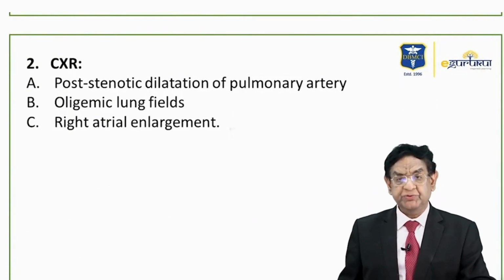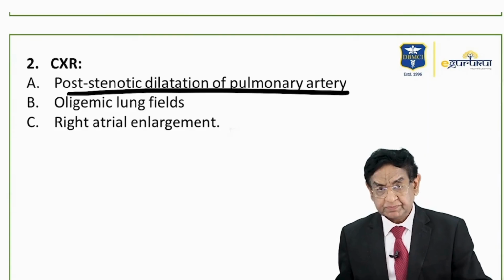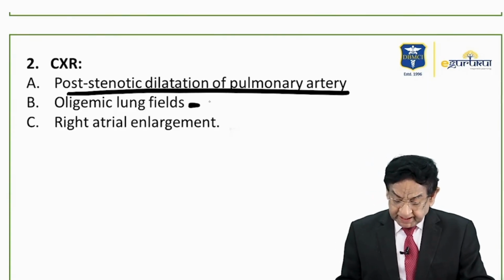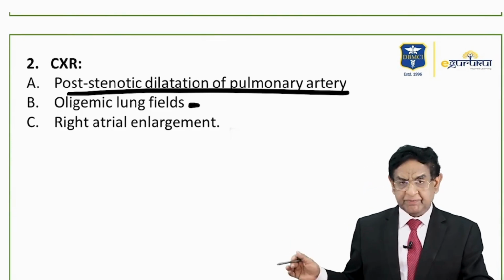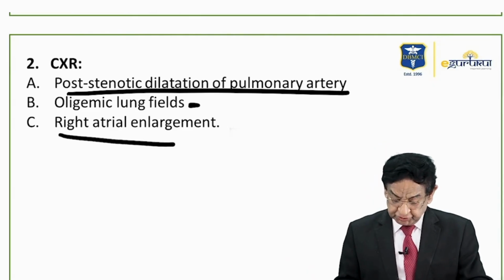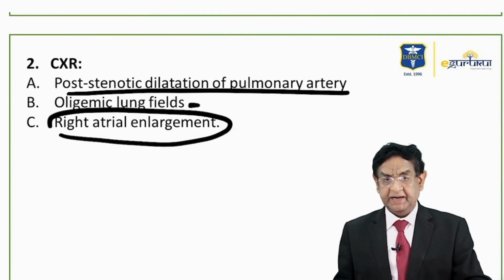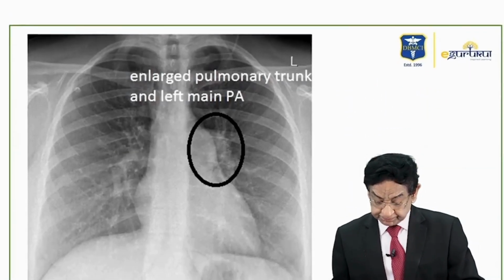Chest X-ray, you get post-stenotic dilatation of the pulmonary artery. Oligemic lung field. Do I need to explain to you? No way. I told you, less amount of blood will be going to the lungs because of stenosis. And you can see right atrial enlargement in chest X-ray. So let me show you.